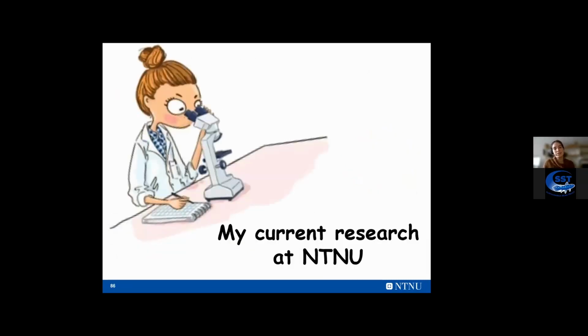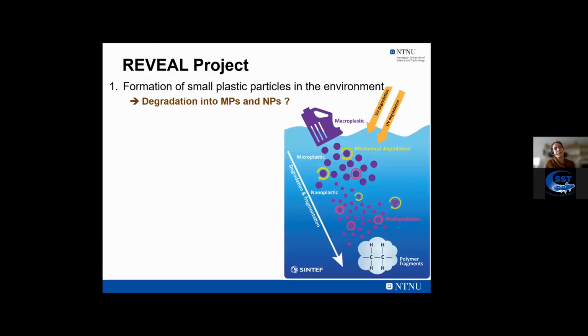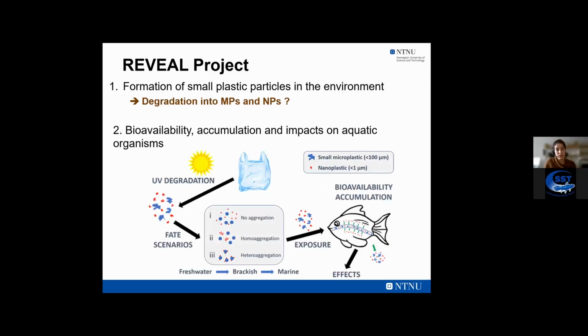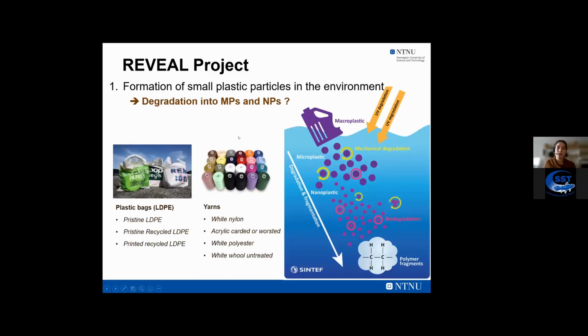And what I'm doing now at NTNU, so I'm working within a research project. The first part is how can we degrade plastic into micro and nanoplastic. So in chemistry, how is it possible and how can this happen? What can we get? So we will use some plastic bags from the stores, and we will degrade them to micro and nanoplastics. And we will also use some specific yarns that are used to make a jacket in Norway, for instance.